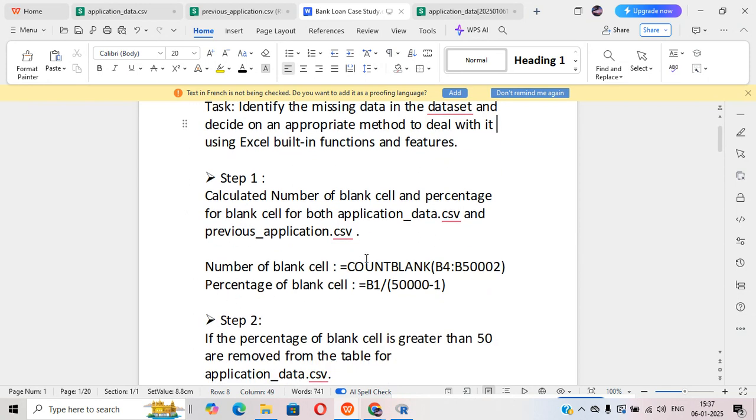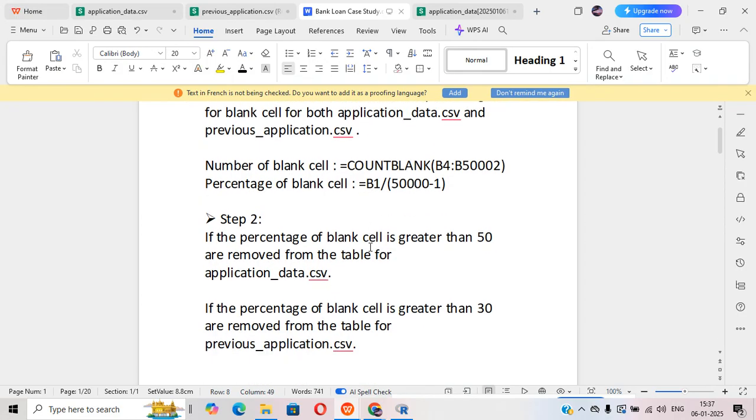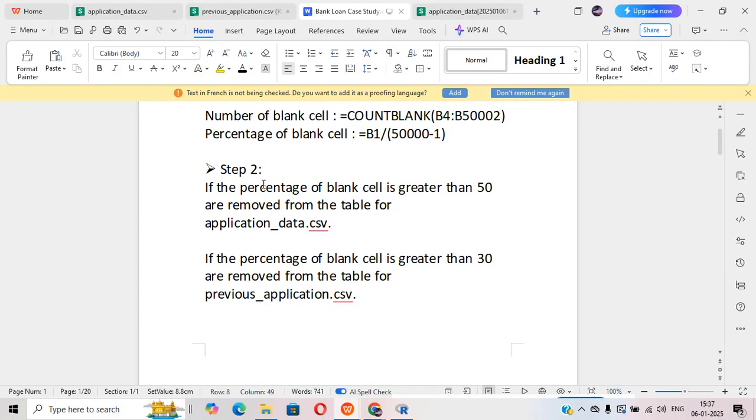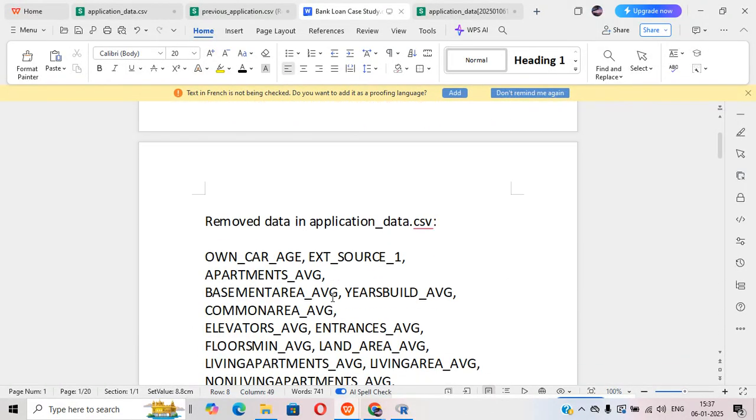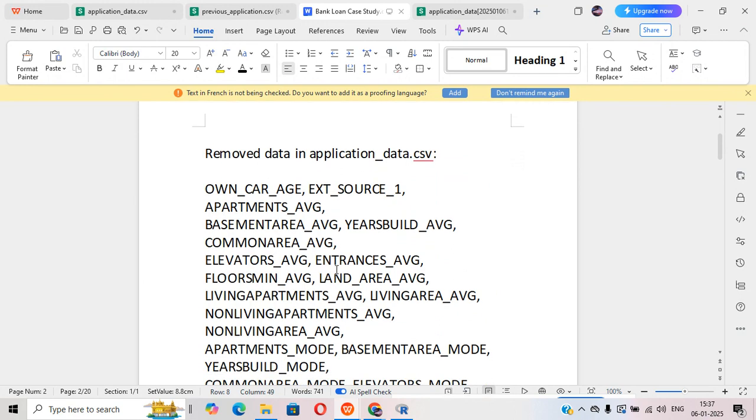So step one is I have calculated the number of blank cells and the percentage in both the application data and previous application files. After that I have set the percentage threshold as 50 in application data and 30 percent in previous application, and removed those columns which are greater than 50 percent and 30 percent. These are the removed columns.